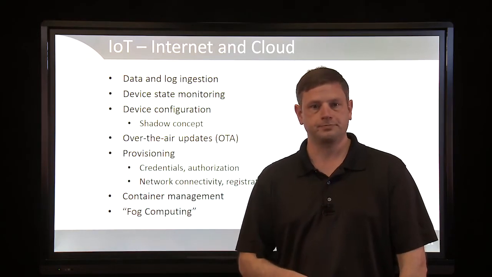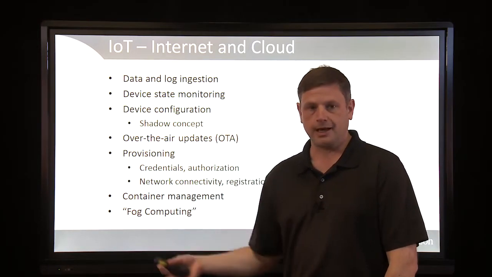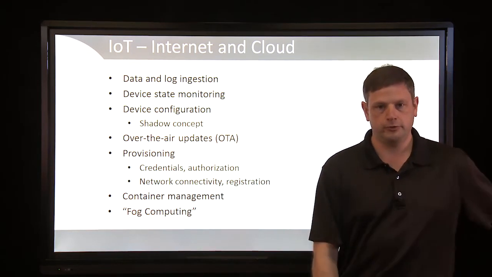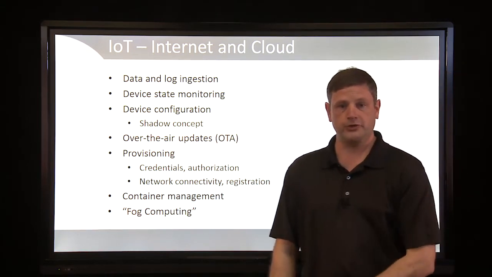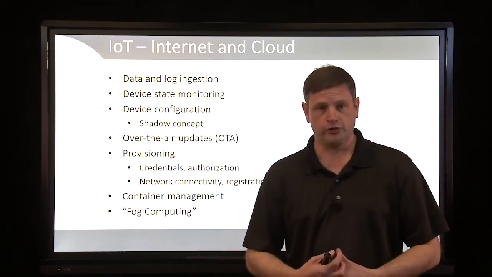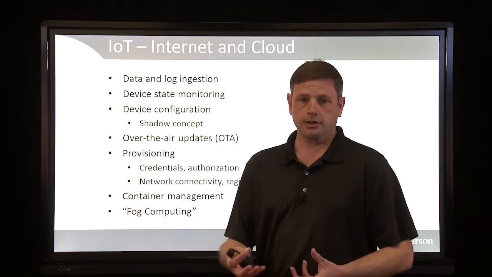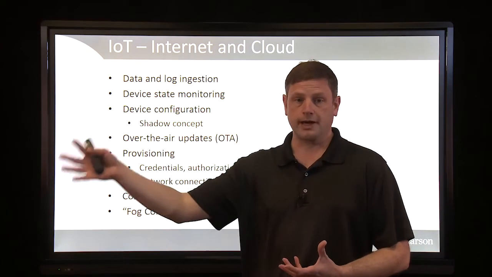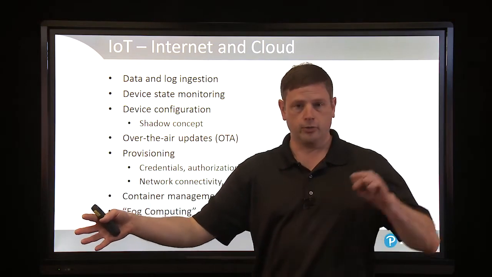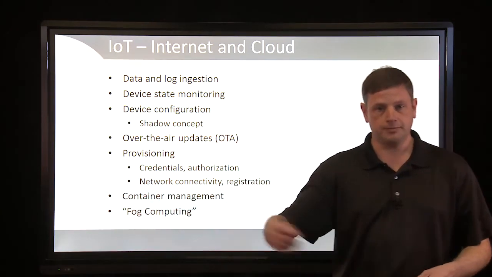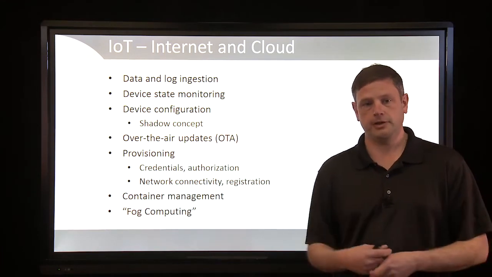Finally, up in the cloud, up in the internet, this data needs to be received, it needs to be stored somewhere, we need to monitor state, as well as configuration of devices. There is this concept called a shadow, which is a replica of the device up in the cloud. So you could query the shadow, and that's the last known state, regardless of whether the device is online. Device comes online, publishes its state, and then the shadow is updated.